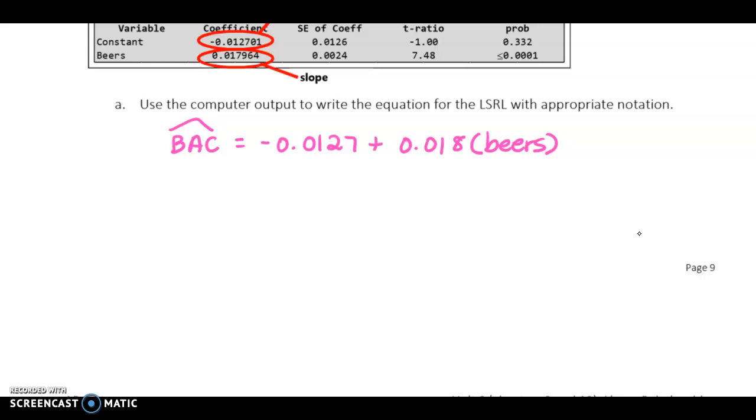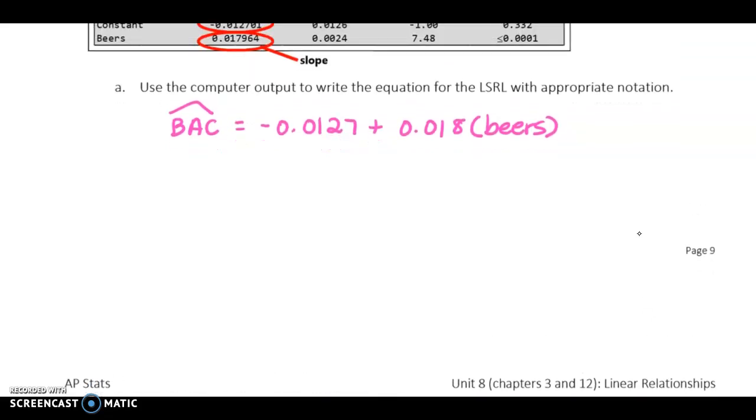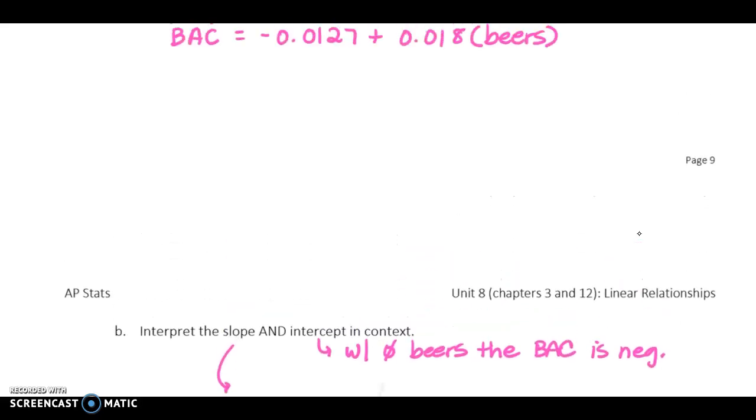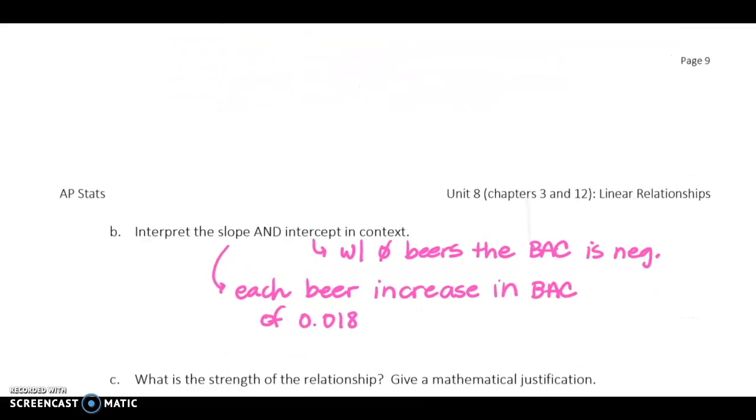It's really just, hey, if we drew this line and extended it all the way to the y-axis, where would it cross? Okay, and then for the slope, with each beer, we get an increase in the BAC of 0.018, was it? Okay.